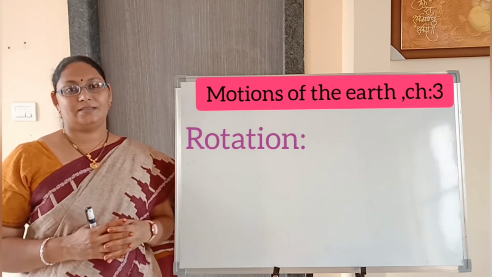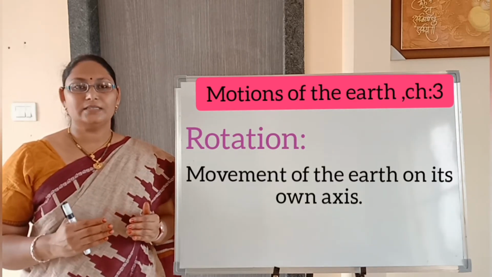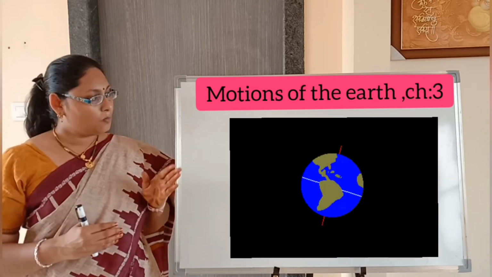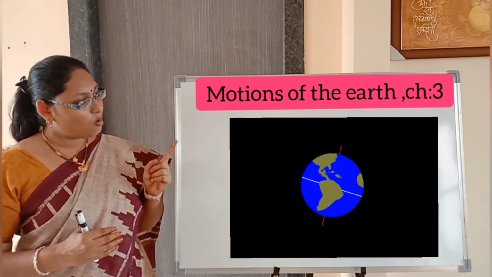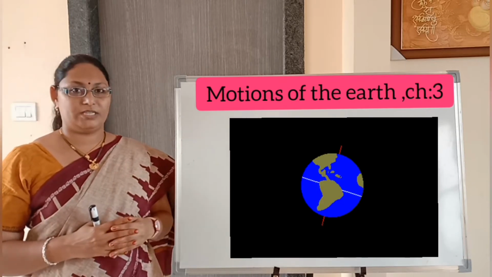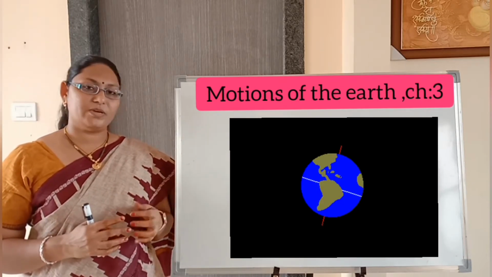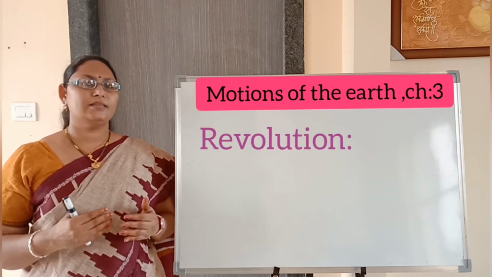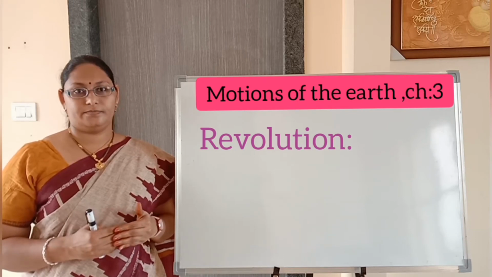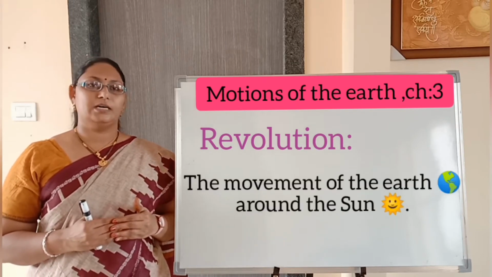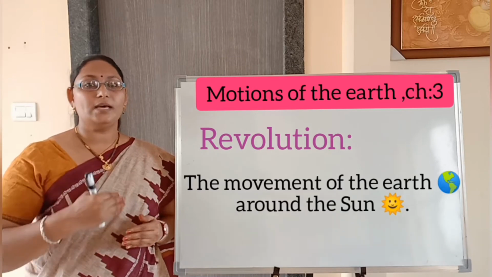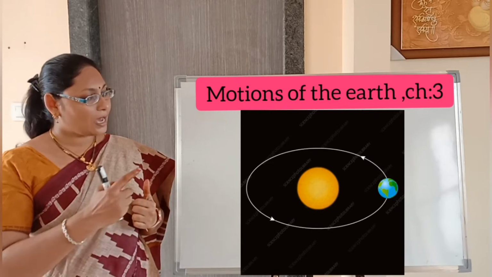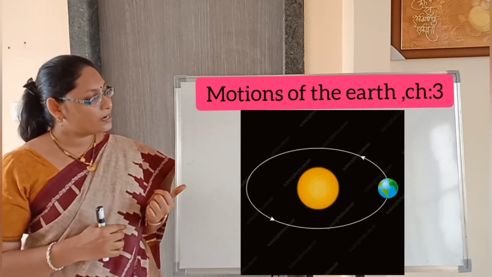Rotation means movement of the earth on its own axis. Movement of the earth on its own axis is called rotation. So here in this image you can observe the rotation of the earth. Then what is revolution? The movement of the earth around the sun is called revolution.